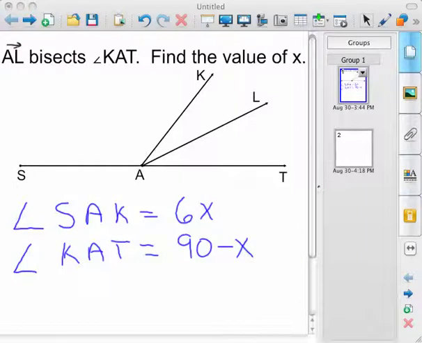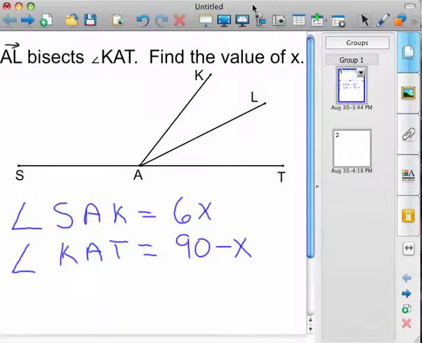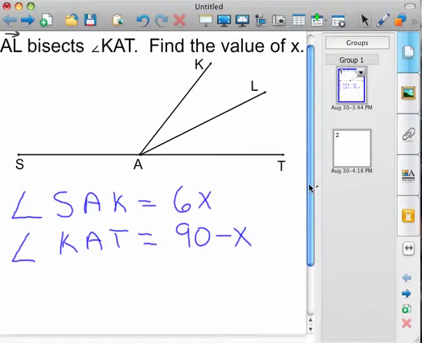Alright, so in this diagram, you've got line ST, ray KA, ray AL, ray AT, and ray AS, and it says up there AL bisects angle KAT. So find the value of x. Down below here, I've given you some information.